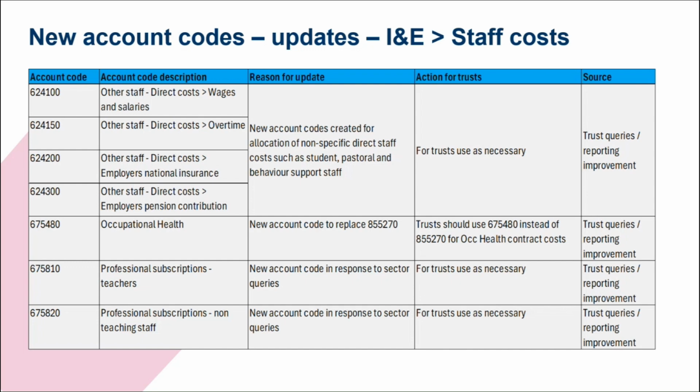We've also set up a new account code for occupational health. That code is currently sat within supplies and services and will be deleted. Basically, it's sat in the wrong reporting structure of the chart of accounts at the moment. So, understandably, trusts would rather report that under indirect staff costs, so we have moved it there.